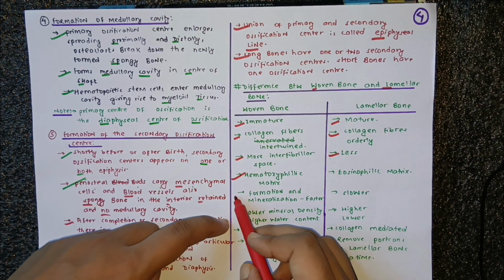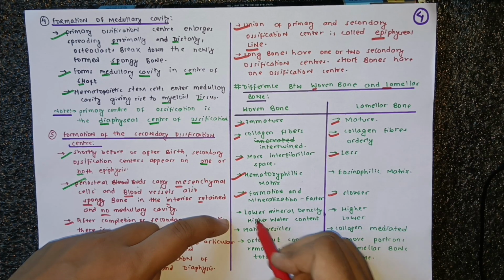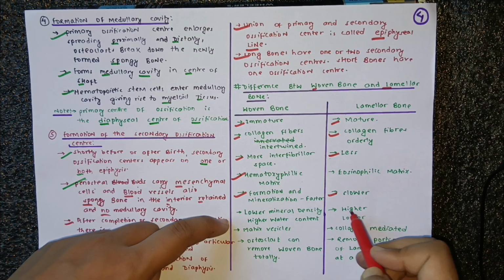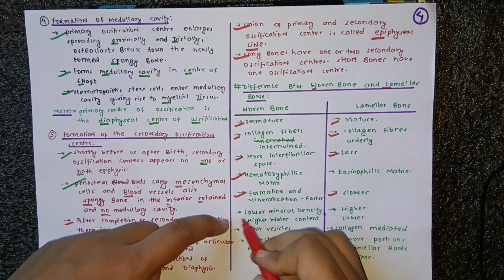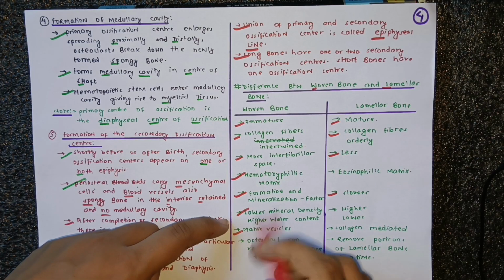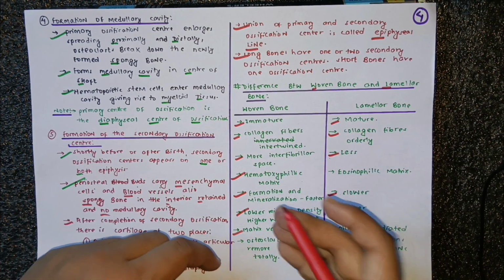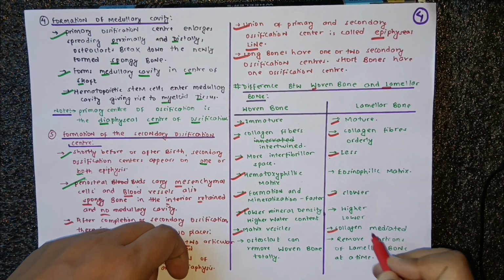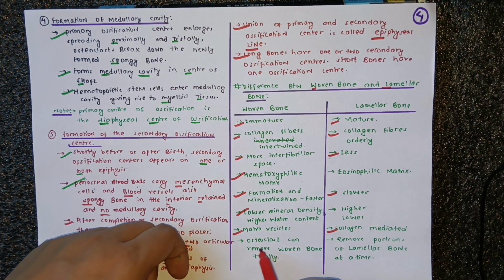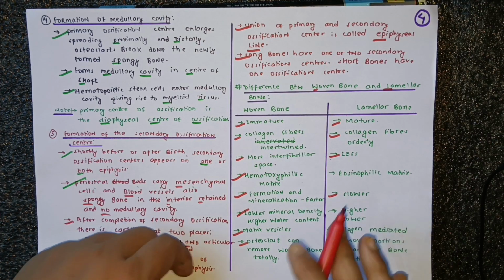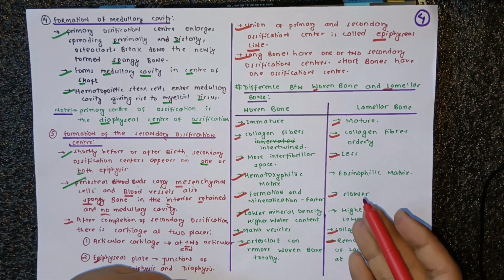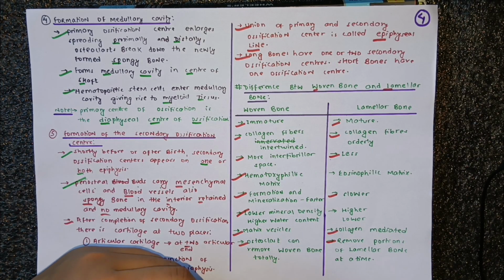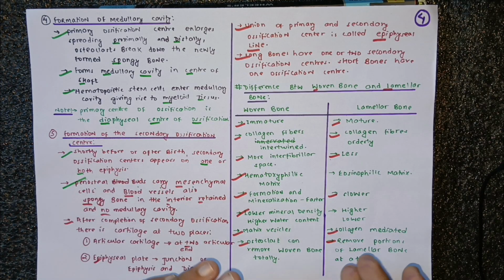After that, formation and mineralization are faster here and slower here. Woven bone has lower mineral density and higher water content; higher mineral density and lower water content is in lamellar bone. Mineralization is by matrix vesicles, but in lamellar bone it is collagen mediated. Osteoclasts can remove woven bone totally, but in lamellar bone they remove portions at a time, so it can't be removed totally. You can just learn it once and write it in the exam. They are asked as 1 mark or 2 marks questions, and sometimes also in a viva. So woven bone, lamellar bone: immature or mature.